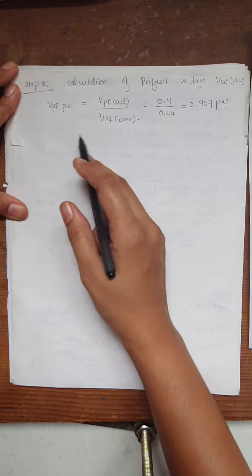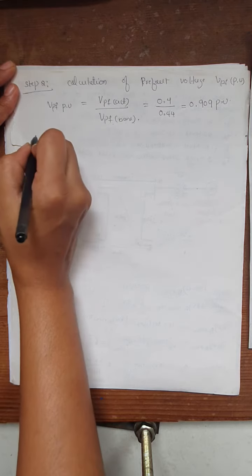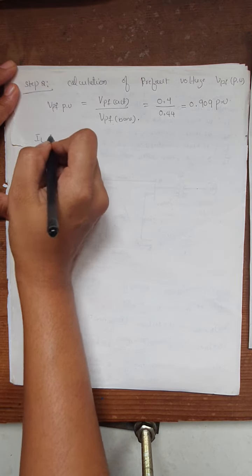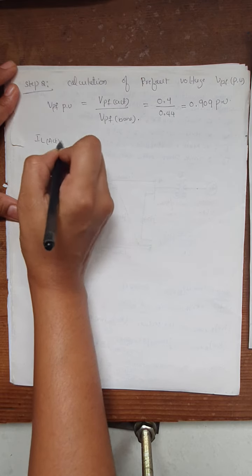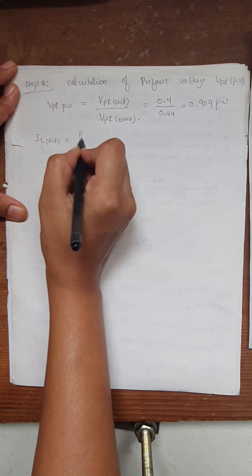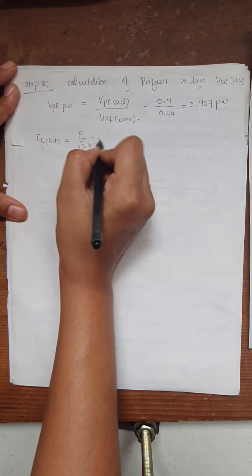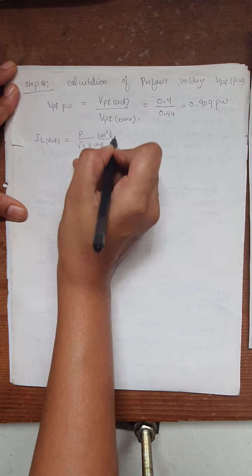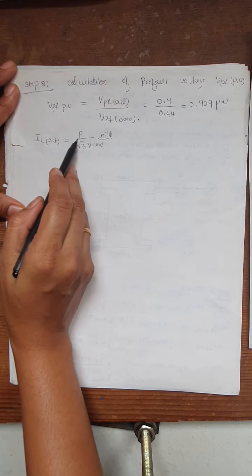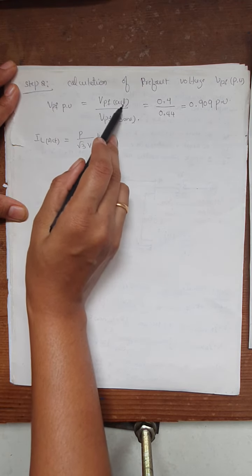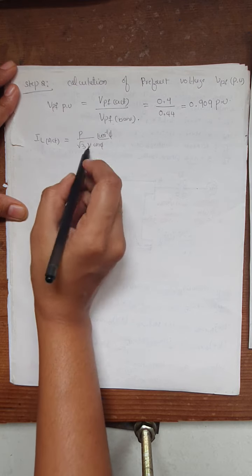So next is the IL calculation. For the calculation of IL, we have the formula IL actual divided by base. Now let us consider the actual formula: it is P divided by root 3 into V cos phi, at an angle of cos inverse of phi. But in the problem, only the value of VPF actual, that is the actual voltage, is given.